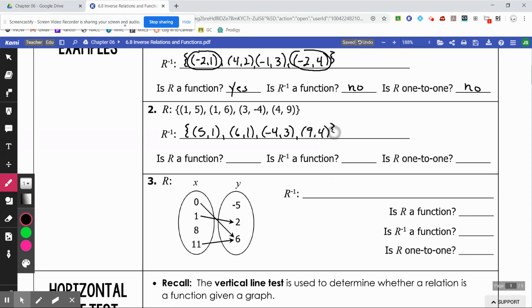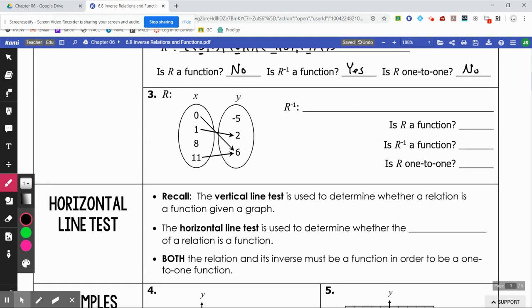Now let's do our inverse relation first here. 5, 6, -4, 9. There's no duplicate. So therefore, our inverse, yes, is a function. However, is your original relation a function? And there's an issue here. 1 is paired with both 5 and 6, so the original is not a function. So therefore, again, no, this is not one-to-one.